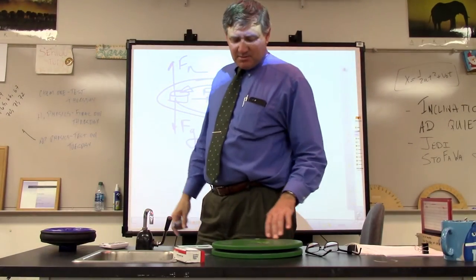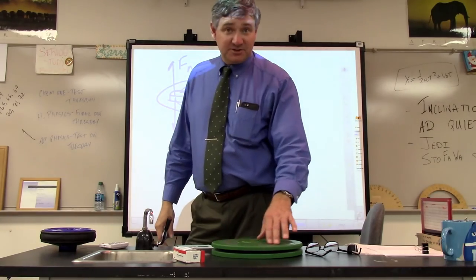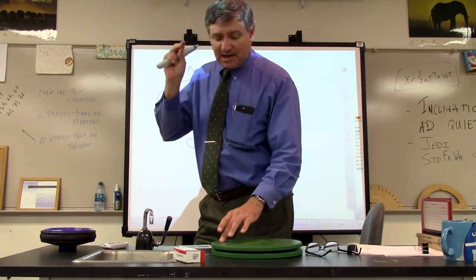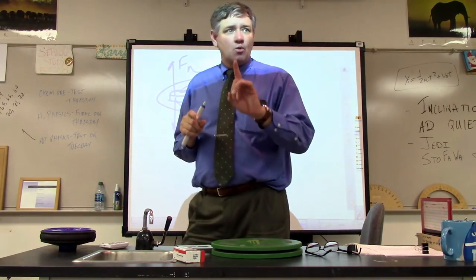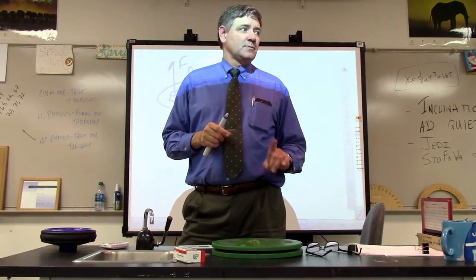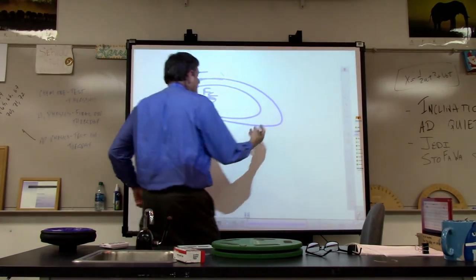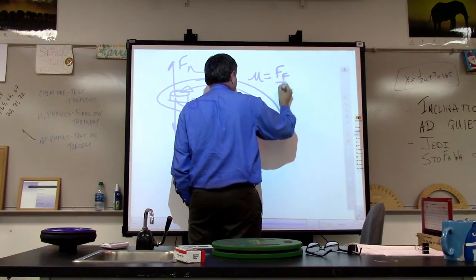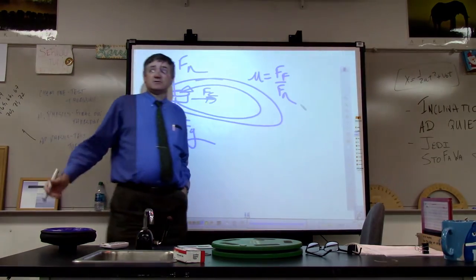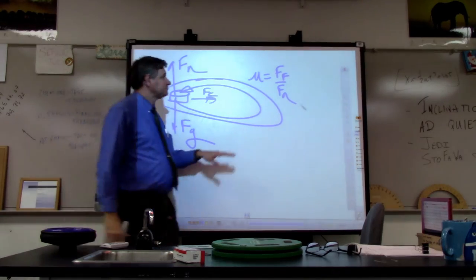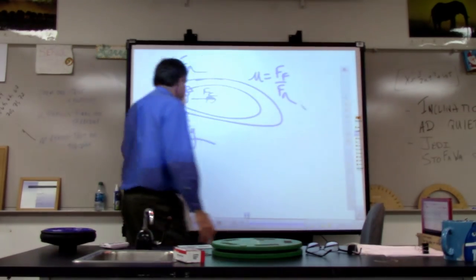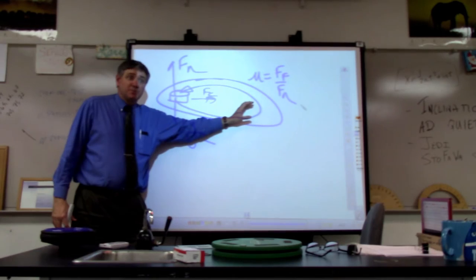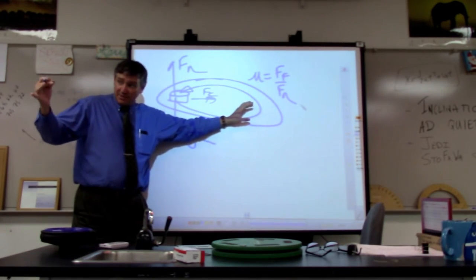Now, here's the deal. If this thing goes around and there's no friction, so let's say I shut off the frictional force, what's the nickel going to do? It goes flying. So what we're going to look at is mu equaling force of friction over normal force. We're going to get a little clever with this. The frictional force is what's creating the centripetal force. That's what's making it move in a circle.